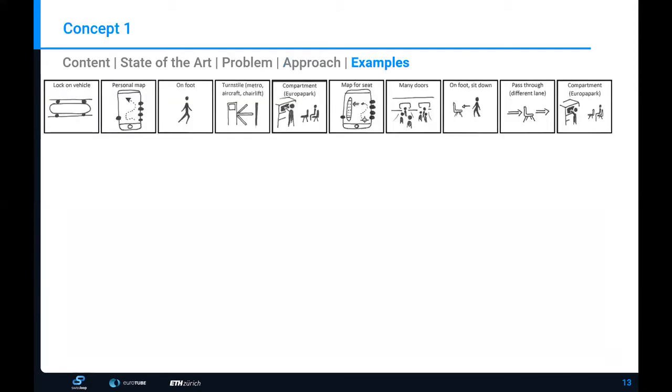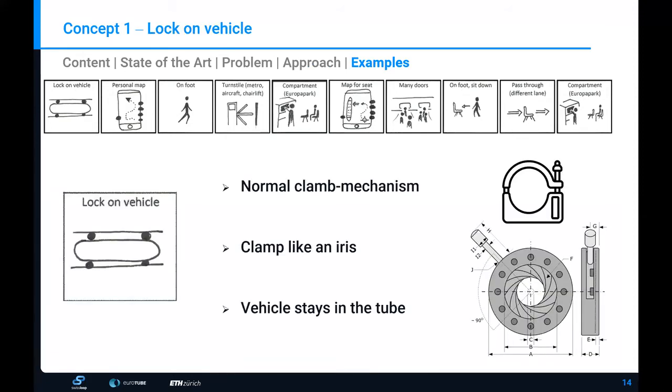For concept 1, as you can see, I've always made this little comic strip to describe every little sub-step. The first concept is a lock on the vehicle. This is similar to an airlock, but it's not next to the vehicle, it's a lock onto the vehicle. So there is less space used, space which you have to flood with air and afterwards rebuild the vacuum.